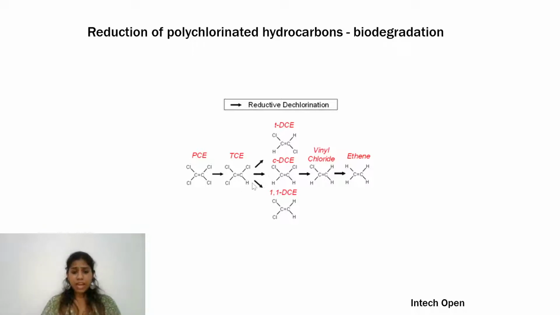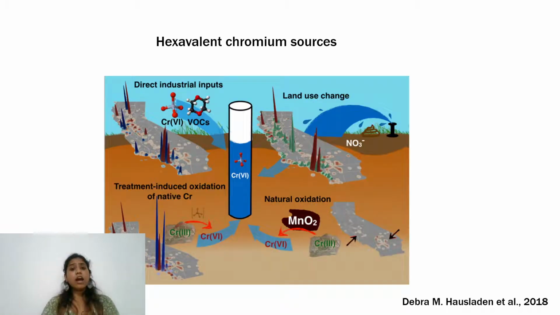And here as well we see that most of the enzymes that are involved in the reduction or conversion of polychlorinated hydrocarbon are reductases, and reduction is the reaction that happens for biodegradation of polychlorinated hydrocarbons. Another example where reductases come into play is conversion of chromium. Hexavalent chromium is a very harmful pollutant.